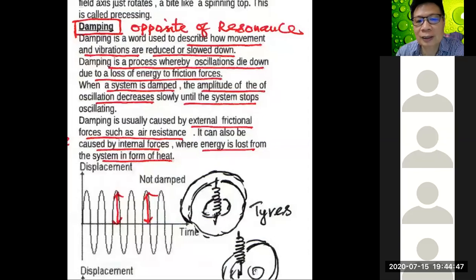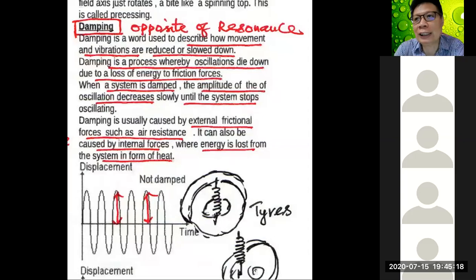Yes, sir. What is damping? Can you tell me what is damping? A process whereby oscillation dies down. Yes, correct. Due to what? Due to the loss of energy. Yes, correct. It's a process where an oscillation slows down or dies down and eventually it stops, because of the loss of energy.